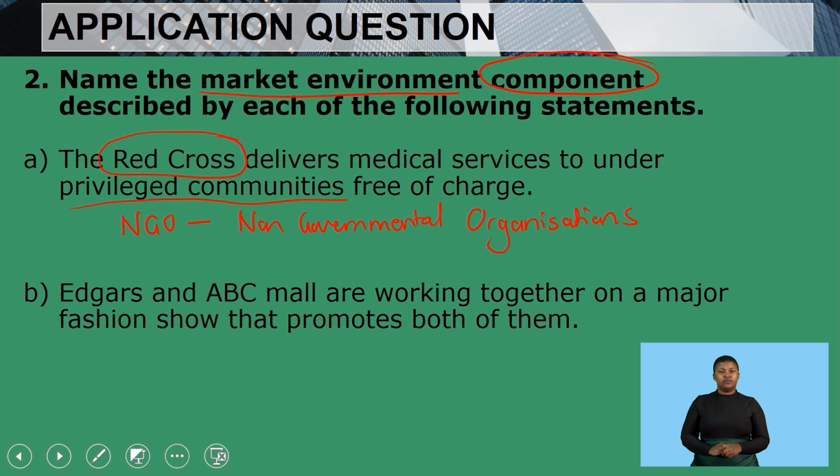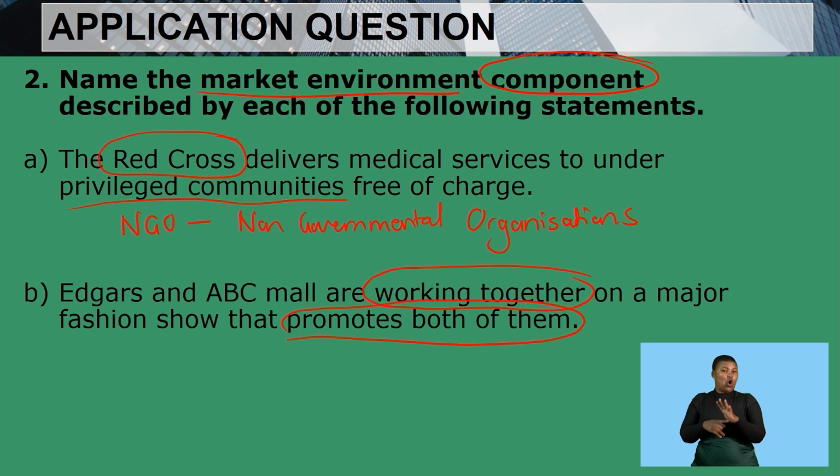Okay, then we look at statement B. Edgars and ABC Mall are working together on a major fashion show that promotes both of them. So they are working together. They are getting promotion from this project, so they are both gaining competitive advantage. So this is an example then of strategic allies.